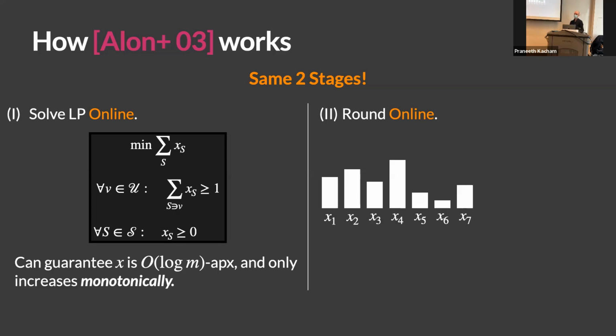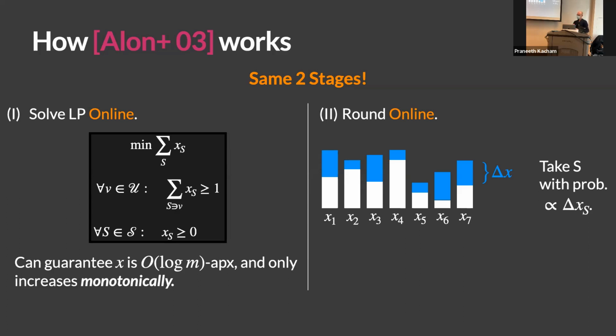Now, this is very powerful because you can then round online. Okay, so in what sense can you round online? If this is your solution at time t, and this is the solution at time t plus 1, it's increasing monotonically, so the delta is positive. And what you can do is, when x increases, you can sample every coordinate with probability only proportional to the change. And you have to kind of scale it appropriately.